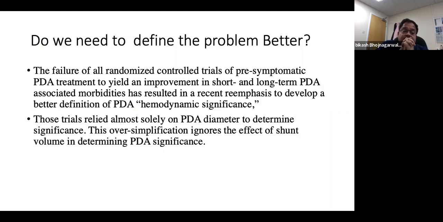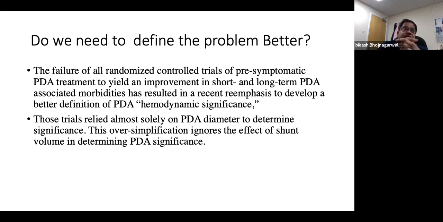So have we done our trials properly? Akif has presented several papers where we have questioned the trial methodology, and he has presented in his conferences about the need for better trial definitions. So we know that the failure of all these randomized controlled trials of pre-symptomatic PDA treatment to yield an improvement in short and long-term morbidities has resulted in a recent emphasis to develop a better definition of PDA hemodynamic significance. Definitely, we need to define our PDAs better if we want to identify and treat them properly.